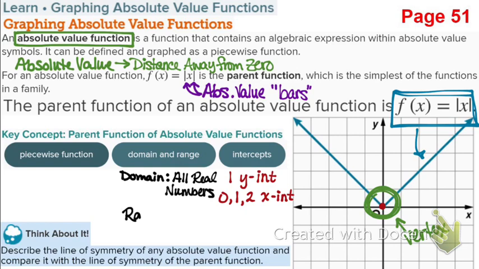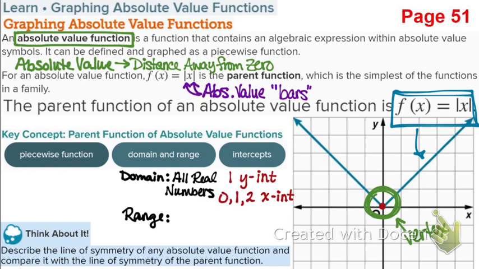What about the range? What am I looking at now? Am I still looking left and right for range? Now I'm looking which way? Up and down.